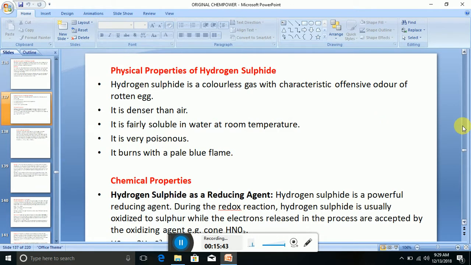Physical properties of hydrogen sulfide. Hydrogen sulfide is a colorless gas with a characteristic offensive odor of rotten eggs. It is denser than air. It is fairly soluble in water at room temperature. It is very poisonous. It burns with a pale blue flame.